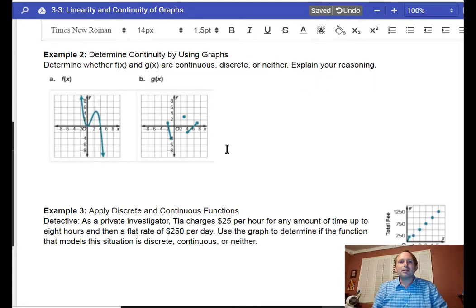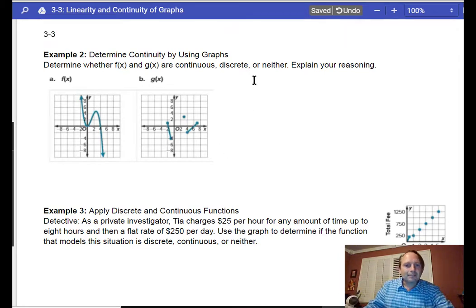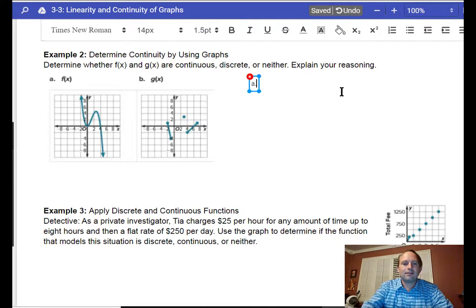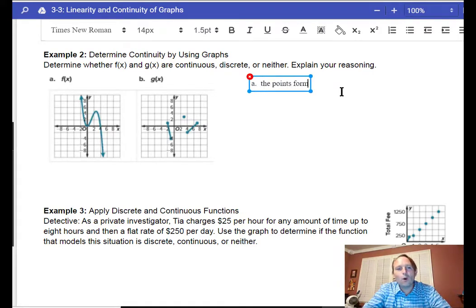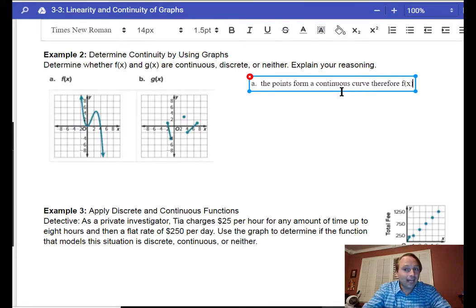Determine continuity by using graphs. Determine if f of x and g of x are continuous, discrete, or neither. All right, so let's look at A. The points form a continuous, I wouldn't say line, I would say curve. Therefore, the function f of x is continuous.